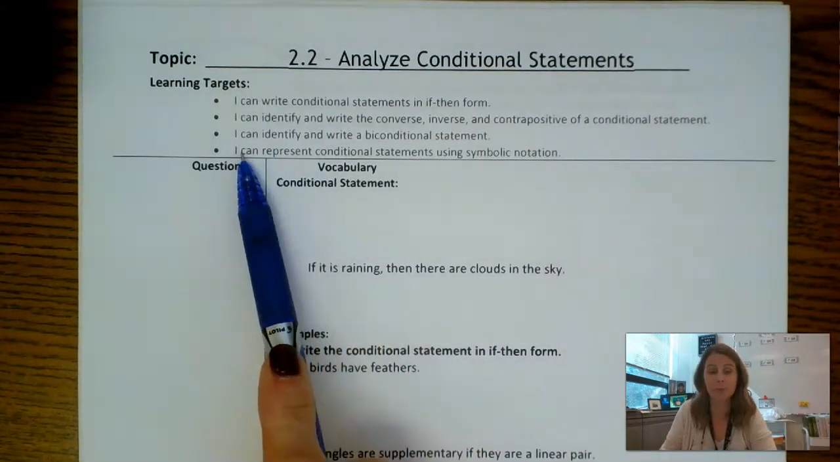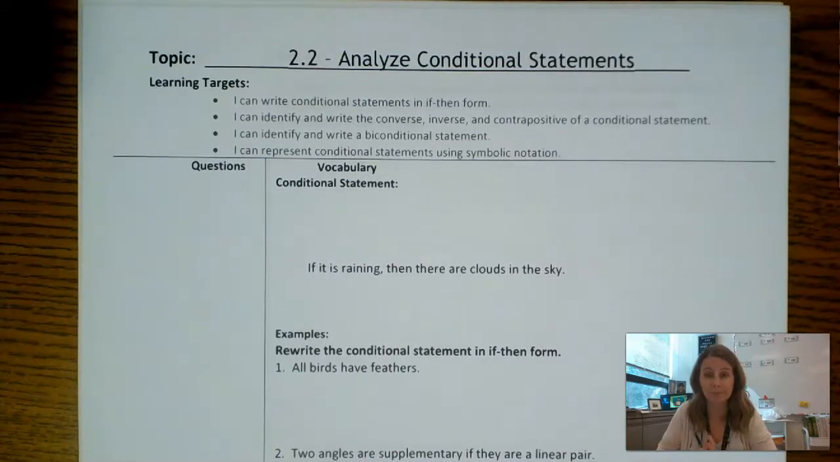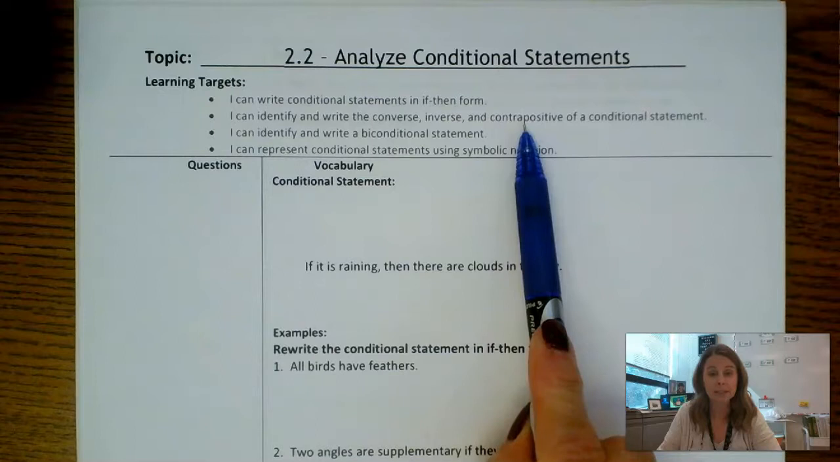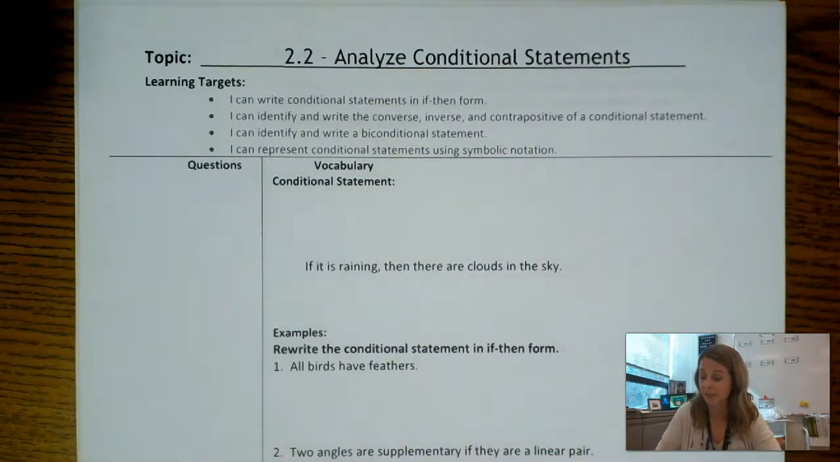If you look at the 4 bullet points at the top, we're going to rewrite items in if-then statements. We're going to look at other statements called a converse, inverse, and contrapositive. We're going to talk about a biconditional and then talk about some symbolic notation. So again, these are all of the introductory pieces when talking about logic and logical thinking.